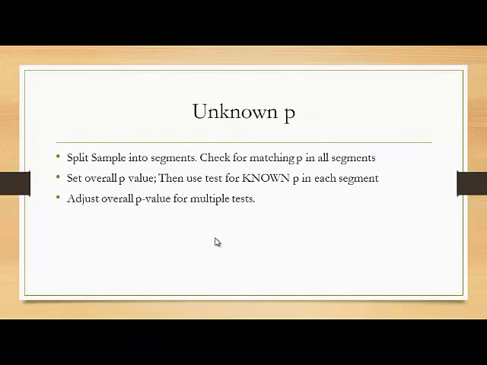Now, what happens when you have an unknown p? Well, in the unknown p case, you cannot actually test for a match between the observed proportion and p, because the p can be adjusted to the observed proportion. So there are many different things, and we already illustrated them, and we will illustrate some more.